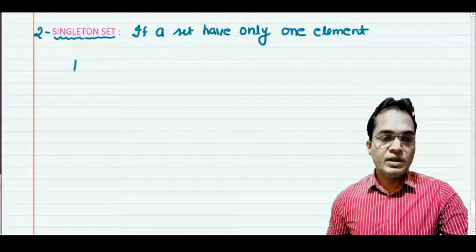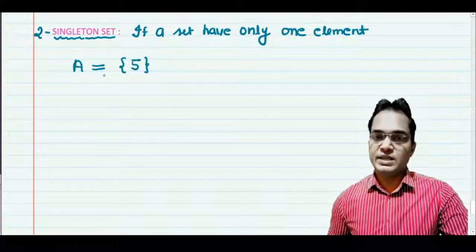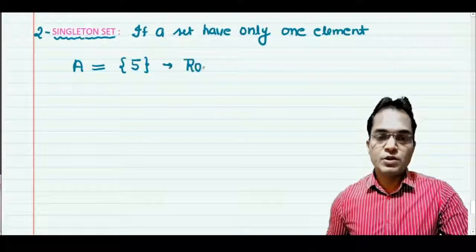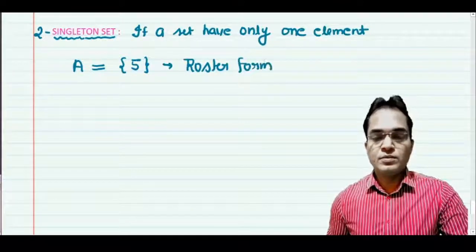For example, suppose I write {5}, then it is an example of a singleton set. Or you can say this is the roster form. Yes or no? This is roster form.